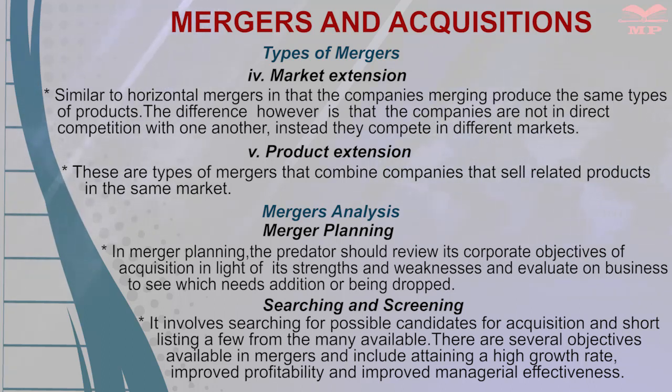In searching and screening, it involves searching for possible candidates for acquisition and shortlisting a few from the many available. There are several objectives available in a merger and they include attain a high growth rate, improve profitability, improve managerial effectiveness, eliminate inefficient operations. Target companies selected should be the ones that meet most of the merger objectives.